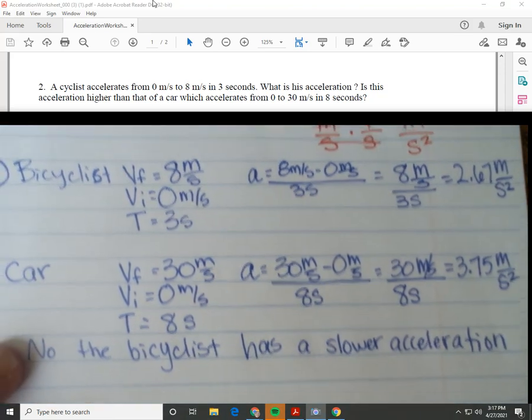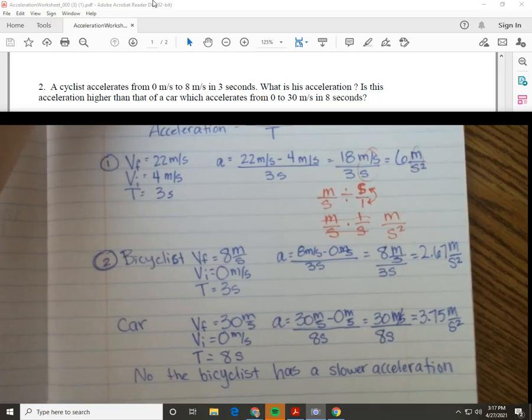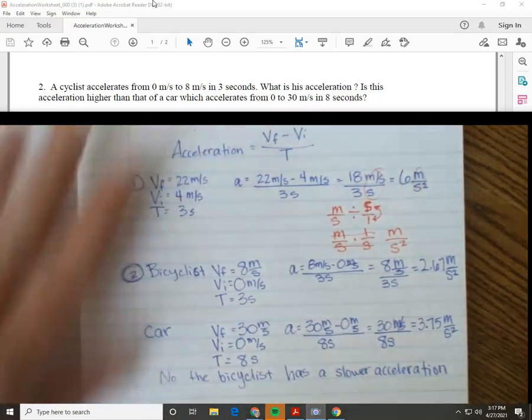Okay, so hopefully these example problems helped you to go through the formula that we started looking at today.